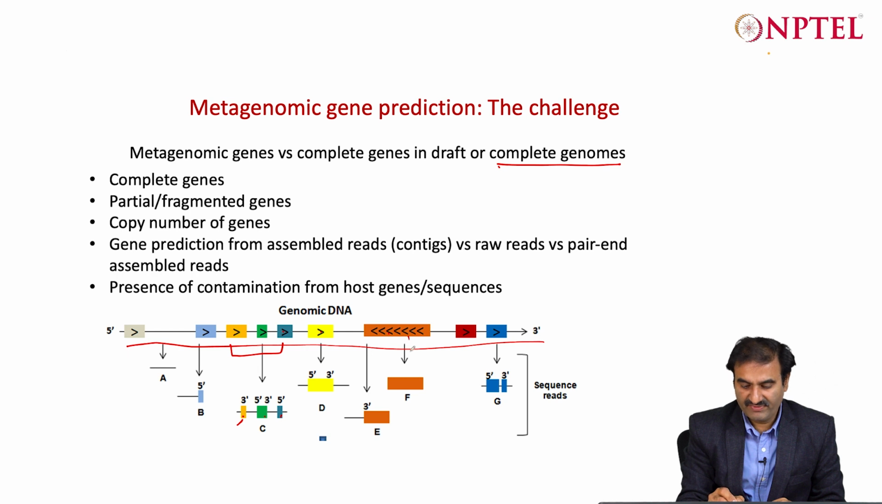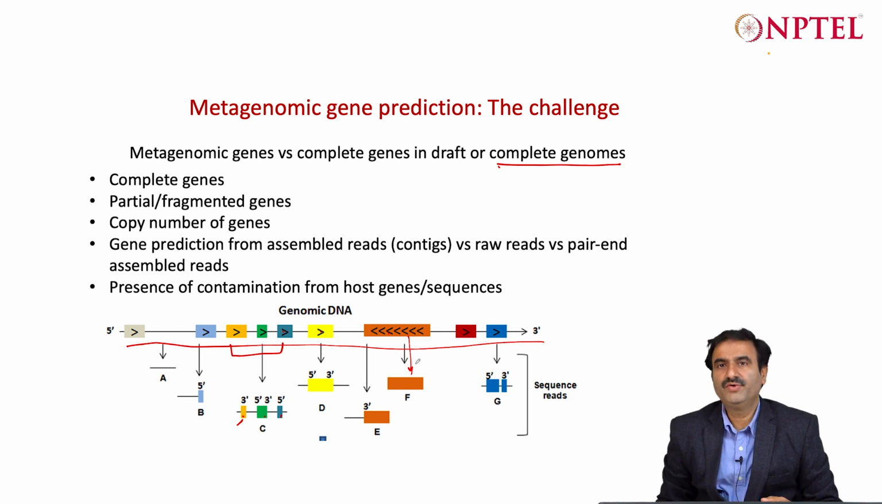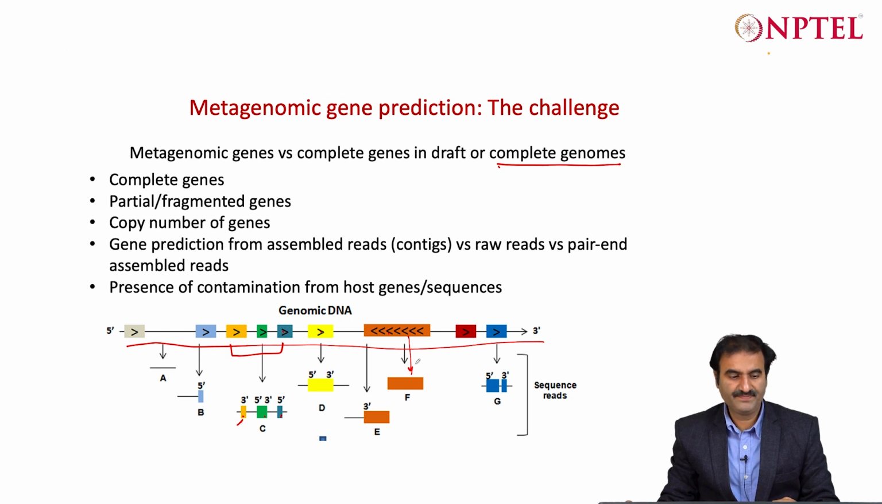Similarly, if it is coming from this region, it will have neither the start nor the end of this orange gene, so it will be partial. So how will you call these fragments of genes? This is the challenge here.